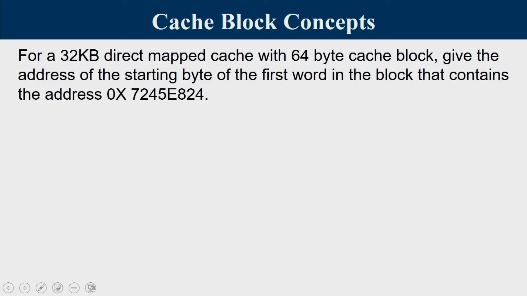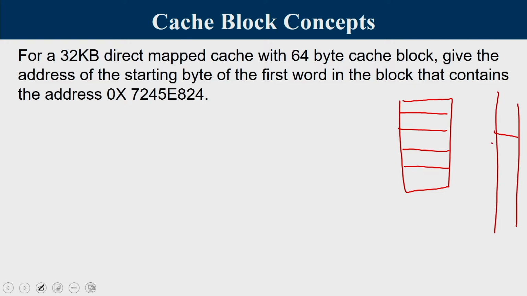Our first question is: for a 32 KB direct mapped cache with 64 byte cache block, give the address of the starting byte of the first word in the block that contains the address 0x7245E824. So, here we have a direct mapped cache where we have multiple blocks inside the cache. Now, when you bring data from main memory, you are actually transferring a block of data. Let us say this is the block of data that gets transferred into this particular block.